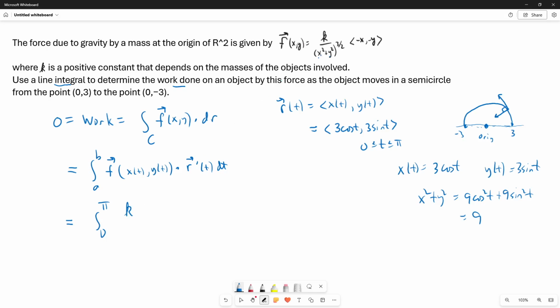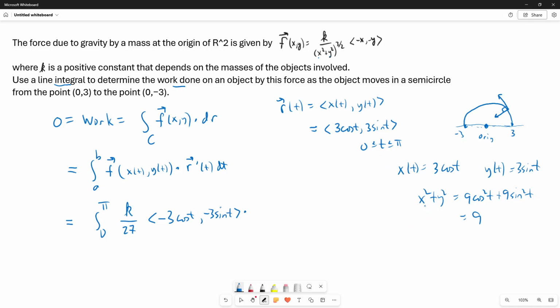So we have here k over 9 to the 3 halves, which is 27. Take the square root of 9, which is 3, and then cube it. And then we have here the vector negative x, negative y. x is 3 cosine t, so negative 3 cosine t, and negative y is negative 3 sine t, dotted with r prime of t. See, this dot product is going to be 0 because these are perpendicular. We'll see that in just a second.